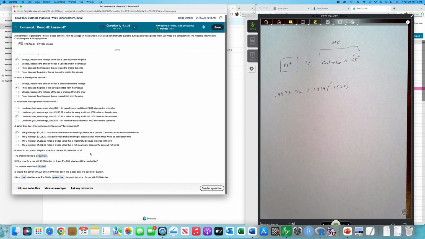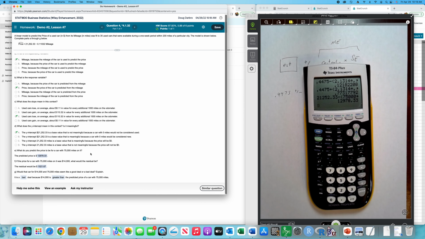So what would be the predicted price for 75,000? So I'm going to put 75,000 in my model. So I'm going to type 21,252.33 minus left parentheses 75,000 times 0.11032. And I get a predicted value, what I entered.